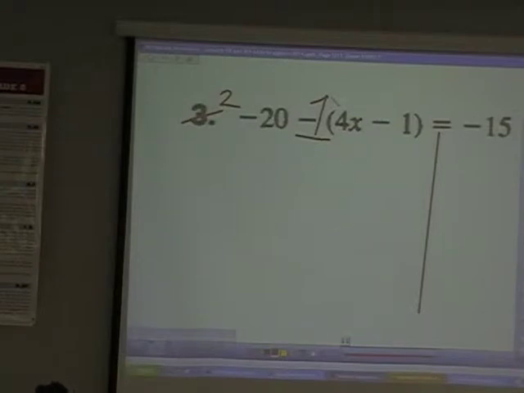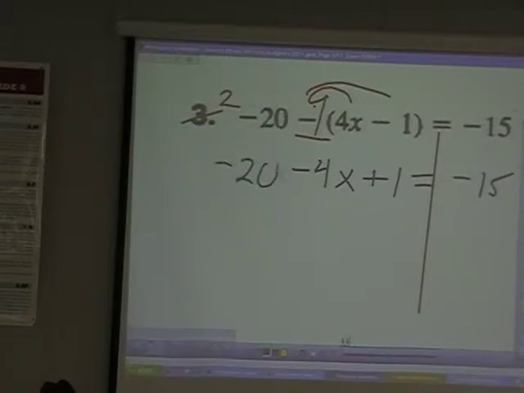Okay, so let's go ahead and do it. Get your lines in there. I'll change colors for you. Negative 1 times 4x is minus 4x, right? Negative 1 times negative 1, is that negative 1 or positive 1? Positive. Okay? We're looking for people getting involved. It's okay if you have a wrong answer, right? Drop everything else down. Drop the negative 20.